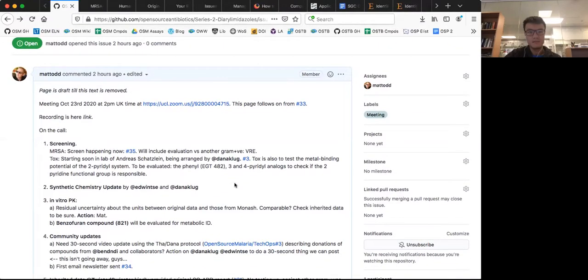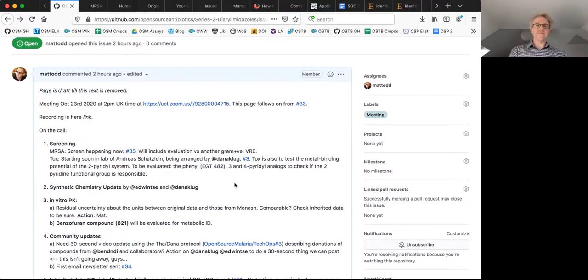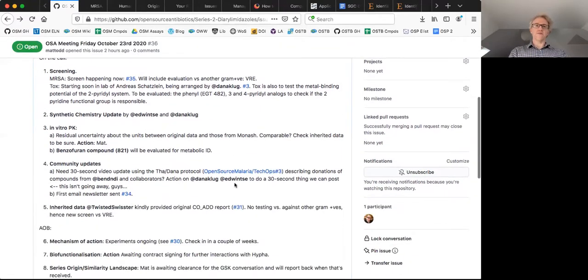So the idea behind this meeting was to talk about the new data that we are about to get from screening a bunch of molecules, both synthesized in-house and donated from various sources via Ben Perry. And that screen is happening right now. So we don't quite have the data yet. So this meeting will be short, I think, because we're of course waiting on that.